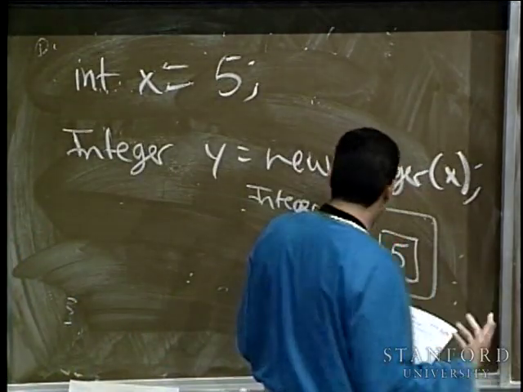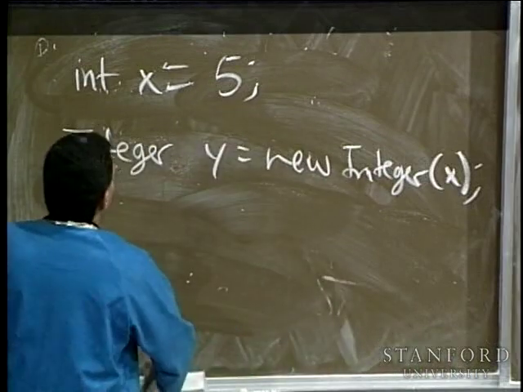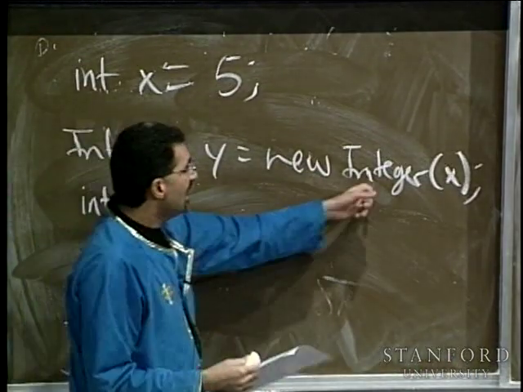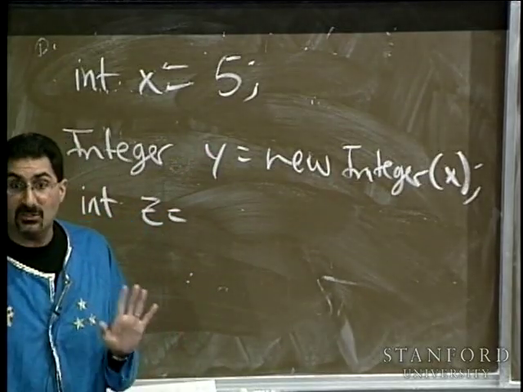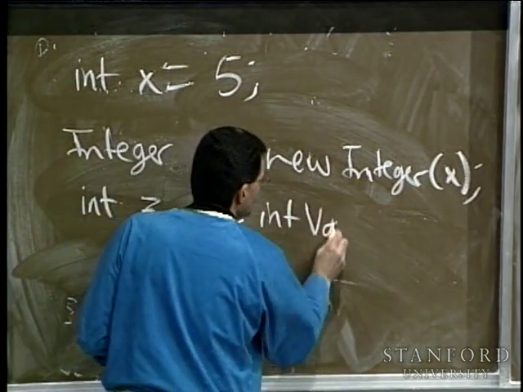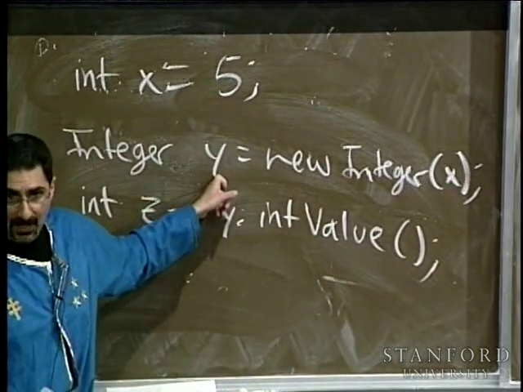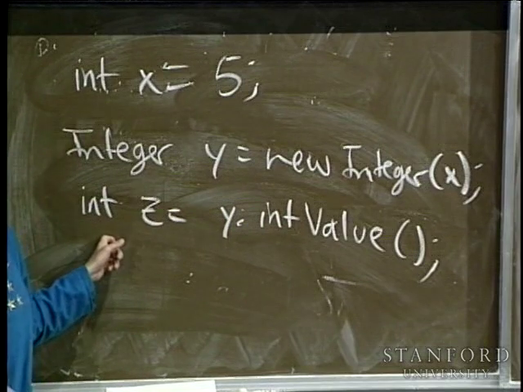And similarly, if you wanted to get something out, you had to do something equally cumbersome. If I wanted to have some integer z here, and I wanted to get the value of that Integer, I can't just say z equals y. At least I couldn't in the bad old days. I needed to actually say y.intValue and call a method on it. And then what this gave me back from that object y was its actual value as an integer. So it would give me back the 5 as an integer.